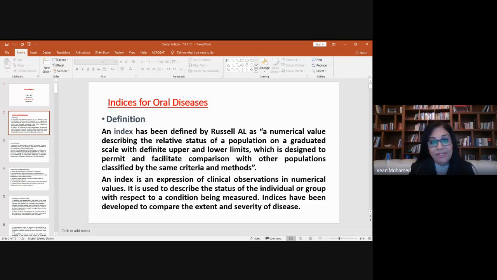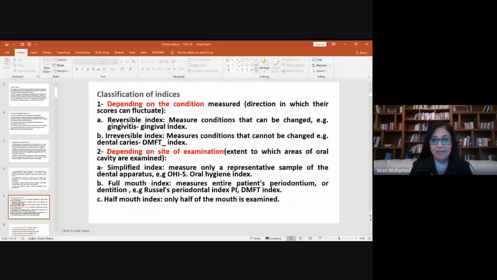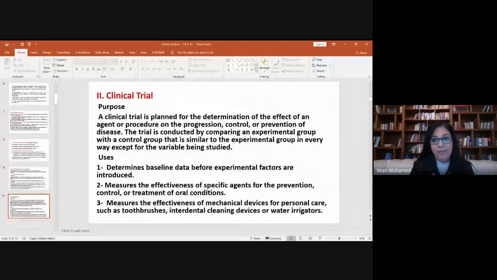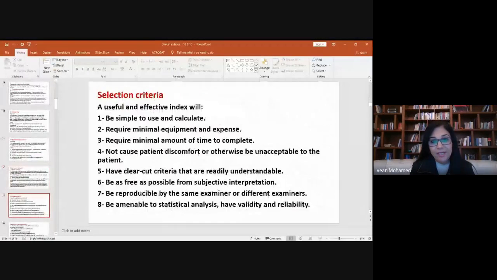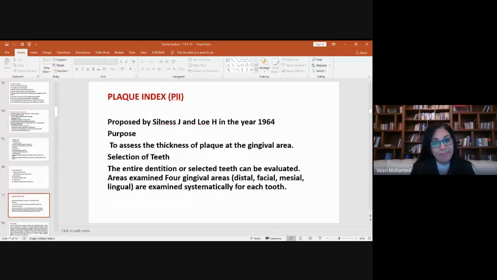Today, I'm going to discuss the second part, okay? We start with the definition, with types of indices and their uses, properties, and classification accordingly, the purposes and clinical trials, some terminologies, and we have a lot of indices used nowadays for the purpose of planning or survey. Starting with the simplest one maybe, and the oldest one, which is plaque index.